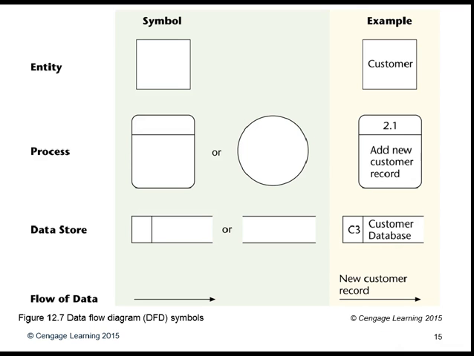And here we see some of the notations that might be used. Obviously there are different sets of notations, but this one is fairly standard. And we see symbols for entity, process, data store, and flow of data. The simplicity of a data flow diagram is its main advantage.